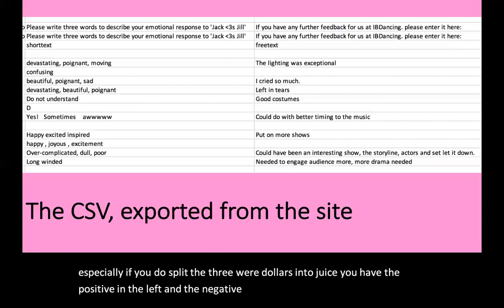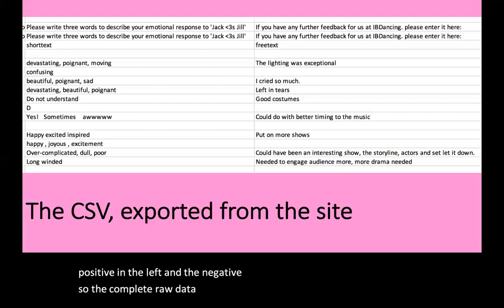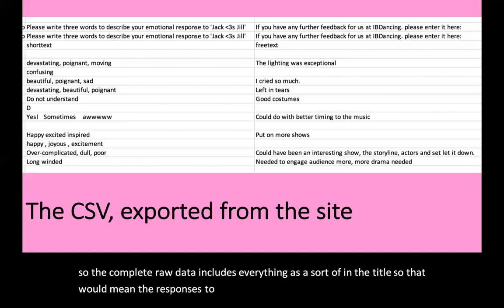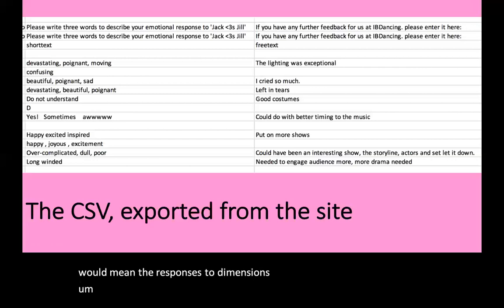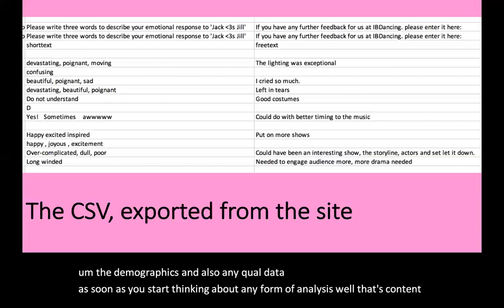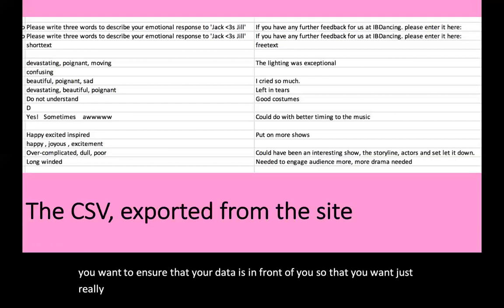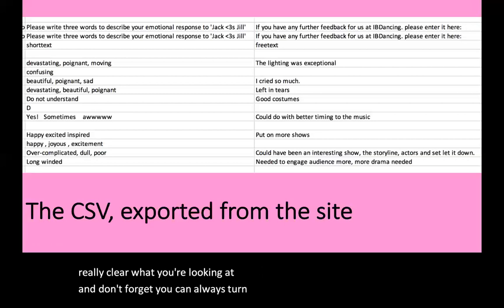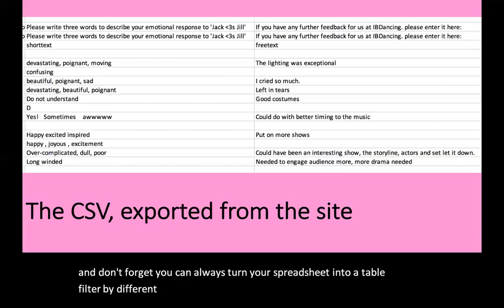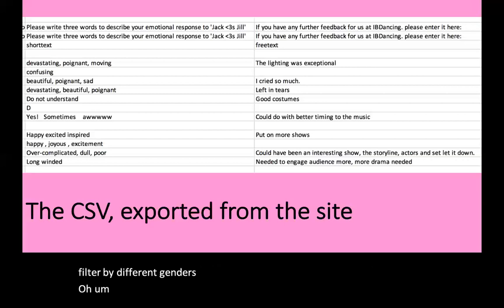So the complete raw data includes everything, as is sort of in the title. That would mean the responses to dimensions, the demographics, and also any qual data. As soon as you start thinking about any form of analysis, whether that's content or grounded, you will want to ensure that your data is in front of you so that you are really clear about what you're looking at. And don't forget, you can always turn your spreadsheet into a table, filter by different genders, or any other sort of responses.